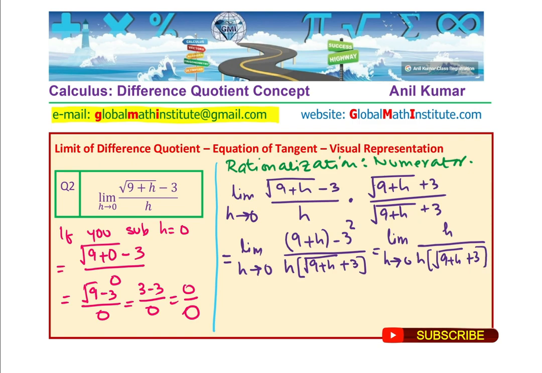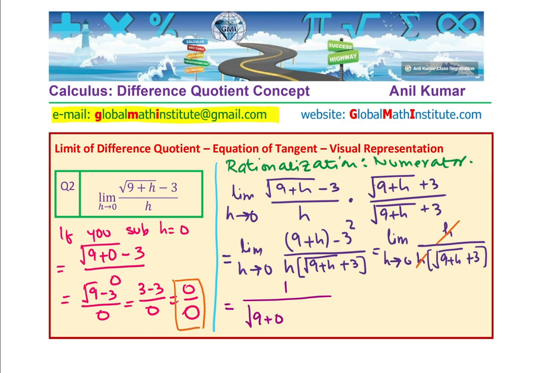Now you can cancel h from numerator and denominator. That was resulting into this. Do you see that part? So again, we have cancelled the common factor h from numerator and denominator. And now you are in a position to find the limit of this particular difference quotient. Substitute h equals 0 now, right? So no need to write limit now because we are substituting. So we get 1 over square root of 9 plus 0 plus 3, which is equal to 1 over 3 plus 3, right? Which is 1 over 6. So the limit of this function is in fact equal to 1 over 6.